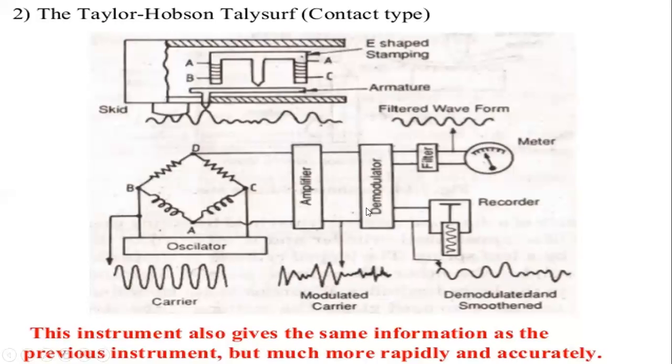and then it gets to the demodulator. Then it gets to the demodulated element in which these modulated carriers are converted to the demodulated carriers. These demodulated carriers are sent to the filter, in which the filter gets the filtered waveform. This is the filtered waveform of the demodulated carriers, and then it is recorded in the meter. So the digital reading can be recorded in this meter.